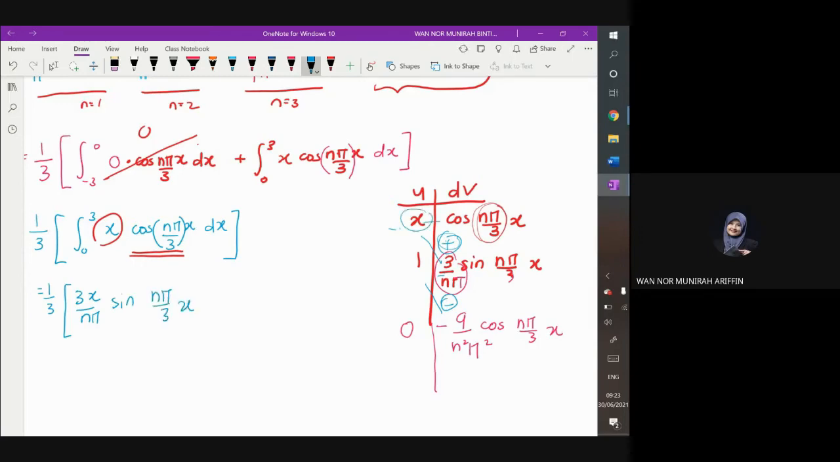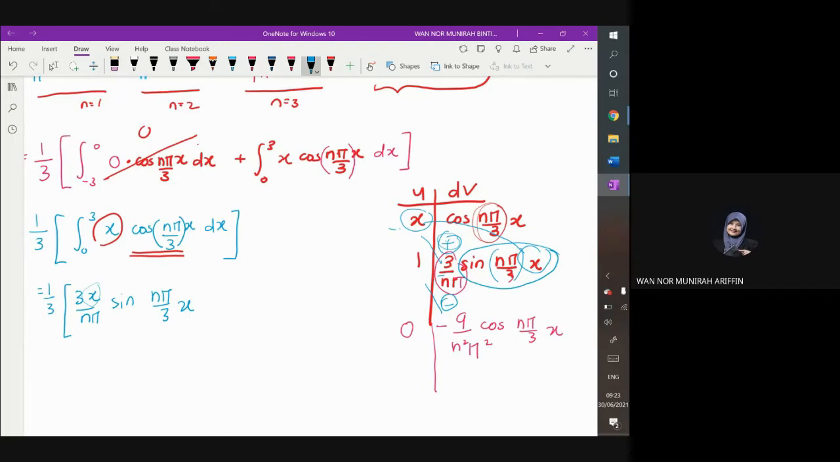Do not multiply this x at the back, that is wrong. This is for sine, sine n pi over 3x. You need to multiply x in front of the sine, not at the back, in front of the sine. So that is why I put 3x here.